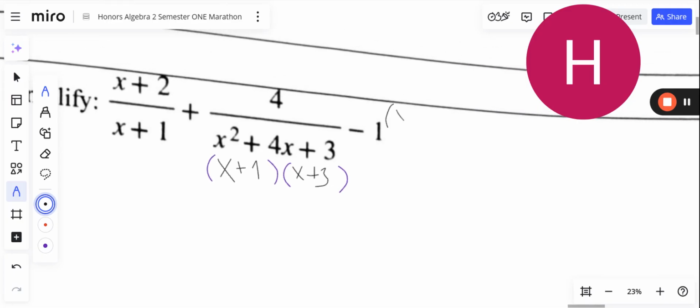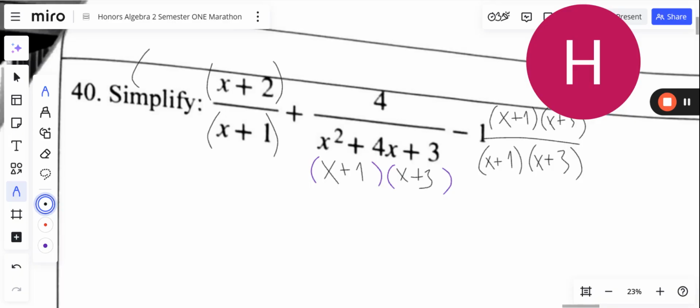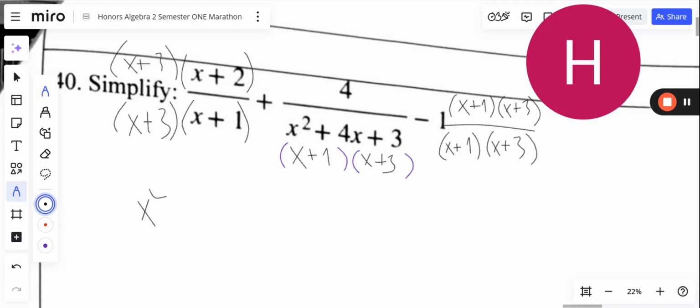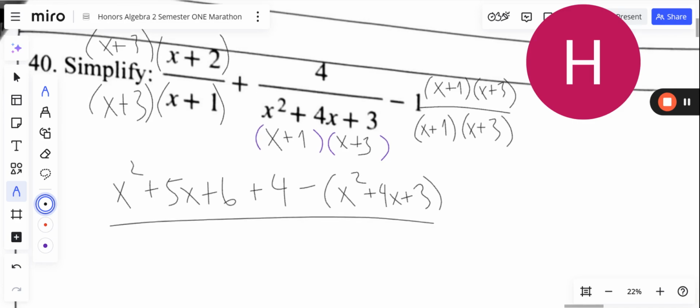So now to combine everything, we would have to multiply this 1 by x plus 1, x plus 3 on top and bottom. And for the first fraction, we would only have to multiply the top and bottom by x plus 3. X plus 3, x plus 3. And go ahead and work all of that out. I will be wasting no time in writing all of this out. X squared plus 5x plus 6 plus 4. Careful with this. Minus the quantity x squared plus 4x plus 3. And of course, this is all over x plus 1 times x plus 3, which I guess I'll leave like that for now.